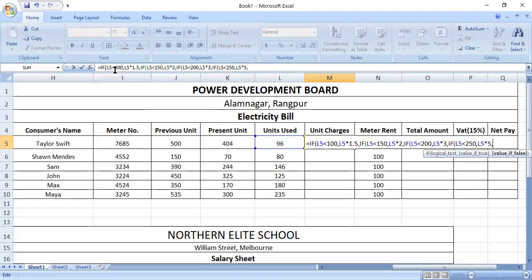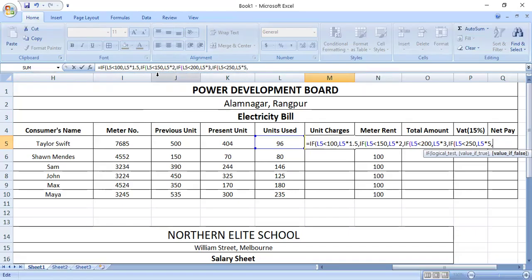If L5 less than 100, comma, then L5 is charged 1.5 multiply. This is a multiplication sign. If you fail to understand, let me just tell you, this is a multiplication sign, and then 1.5, comma. If L5 is less than 150, comma, L5 multiplied by 2, comma.